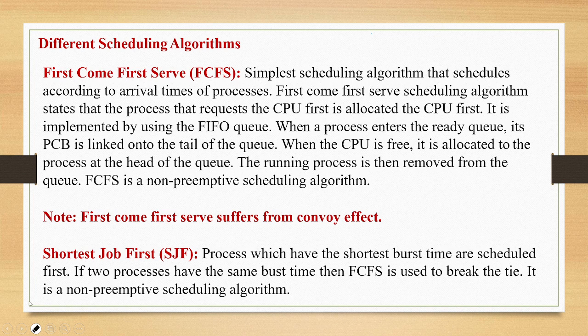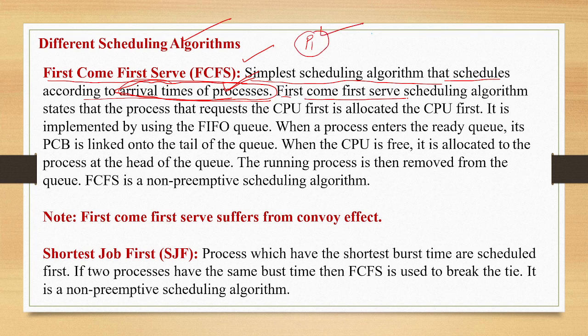Today I want to explain the FCFS CPU scheduling algorithm. What is the full form of FCFS? First come, first serve. It is a very simple algorithm that schedules according to arrival times of processes. Arrival time means when the process comes into the ready queue. Based on the arrival time, the processes are scheduled for the CPU. Whichever comes first, that process will get the CPU first.